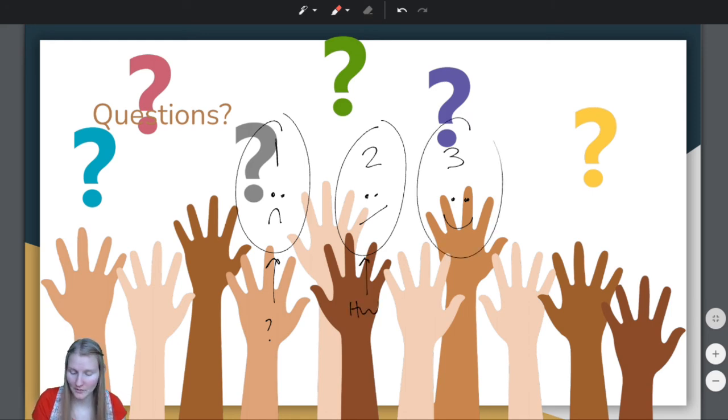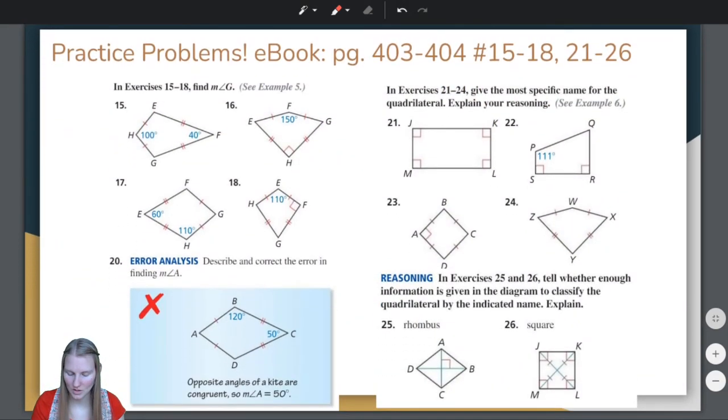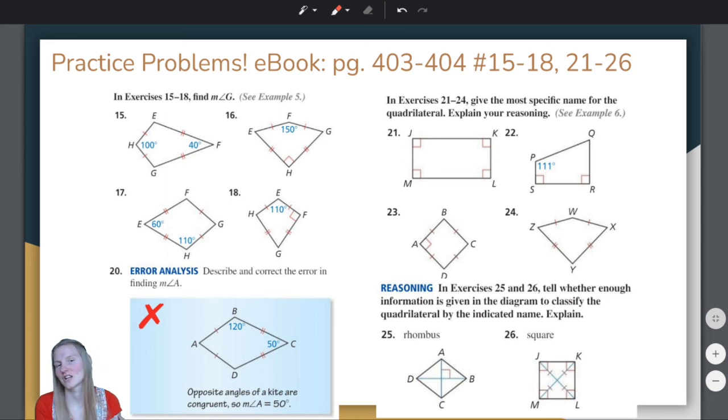And if you're a 3, if you're like, oh yes, it all makes sense, then you are ready to help your classmates, your friends, your family members with their homework. All right, here are some practice problems that you can do to practice the skills that you have learned in this video, all about kites and specific names for quadrilaterals.